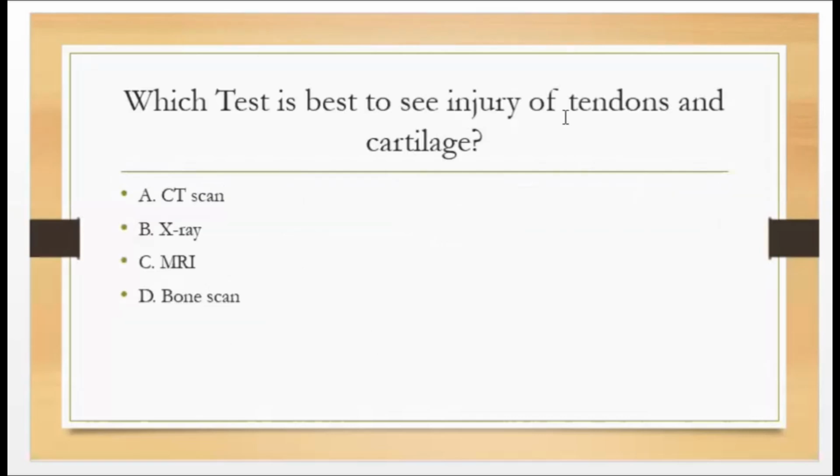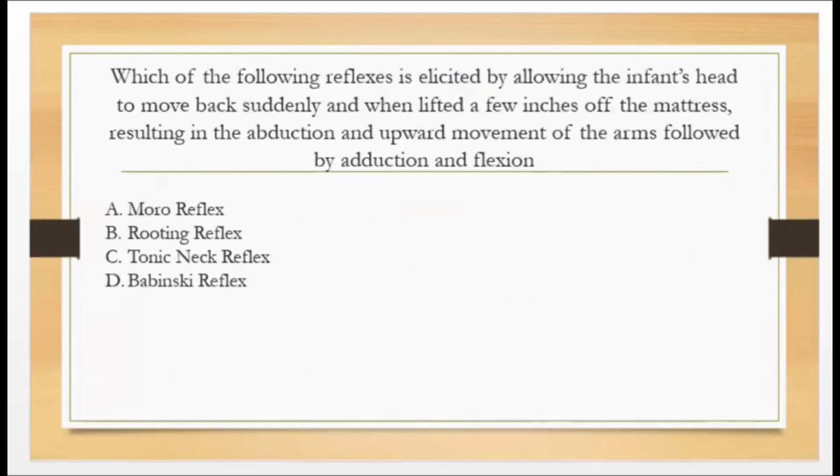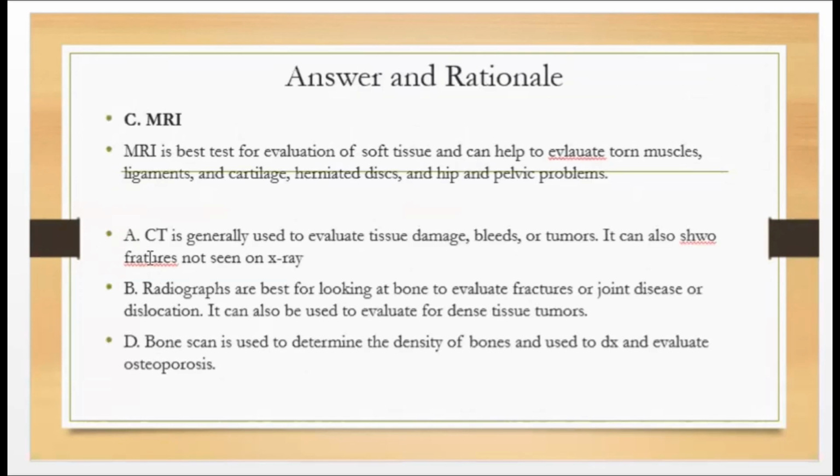So when you are talking about injuries of tendon and cartilage, the answer is usually your MRI, okay? So don't forget that they usually ask that, MRI. MRI is usually used for soft tissues. So if they tell you that a patient came in, you have done all your examination and everything, but this patient still has pain, and you are suspecting tissue injury or ligaments, torn muscles, ligaments, what are you going to order?